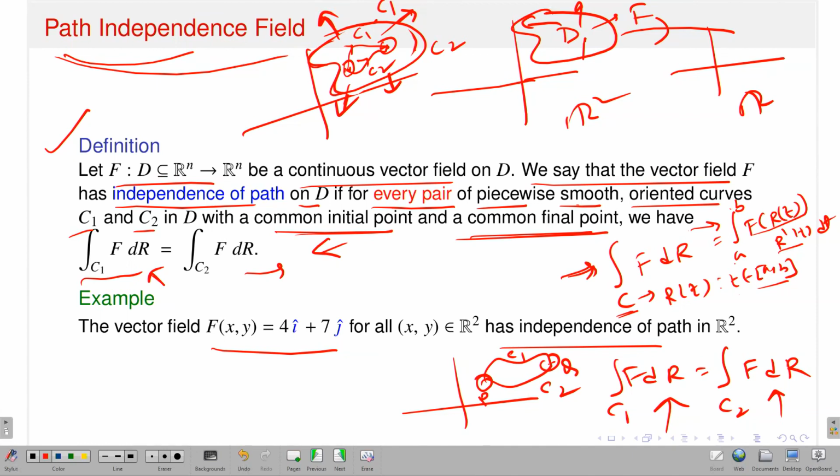So, that means if I have a nice vector field on my domain D, we say that the vector field has independence of path if, for any two piecewise smooth oriented curves with the same initial point and the same final point, any pair, the integration over C1 of capital F dr is exactly the same as the integration over C2 of capital F dr. So, that is the meaning of path independence.